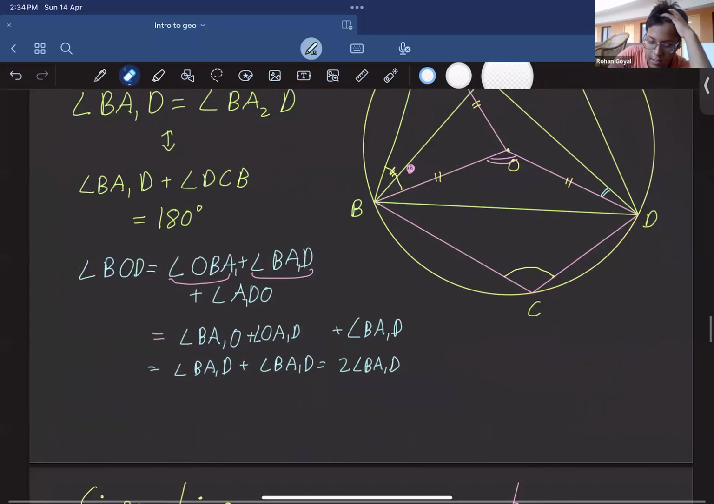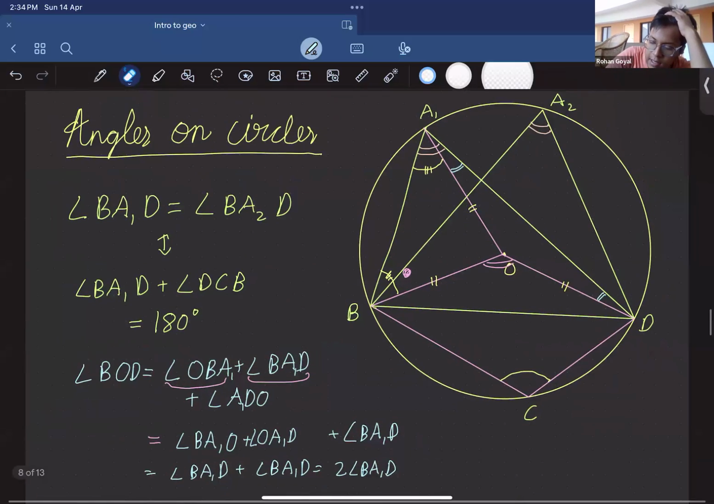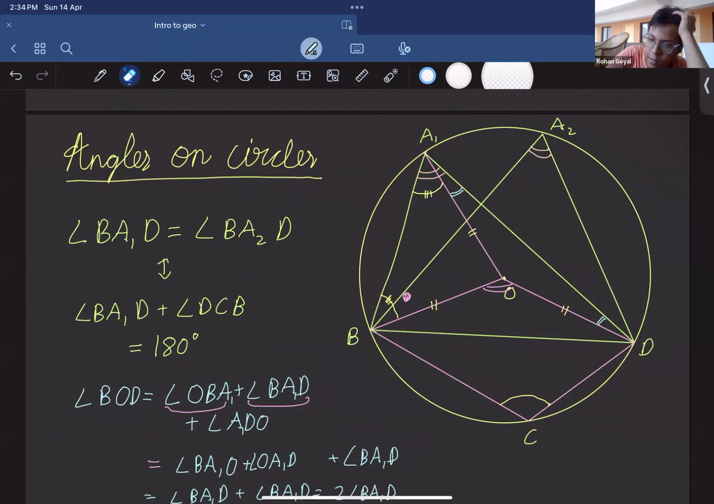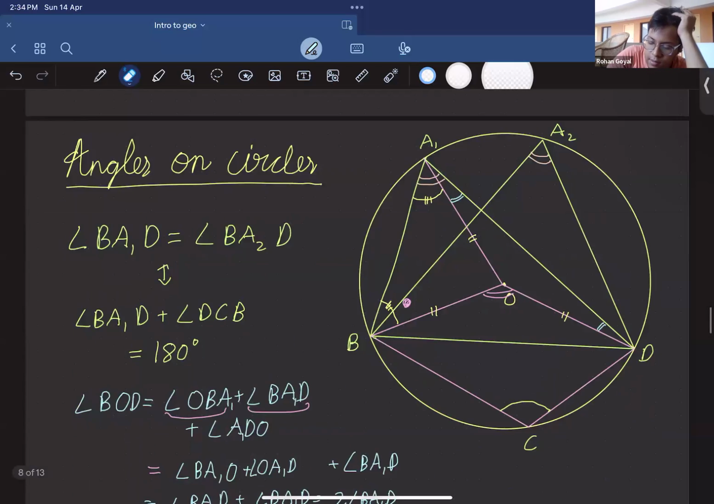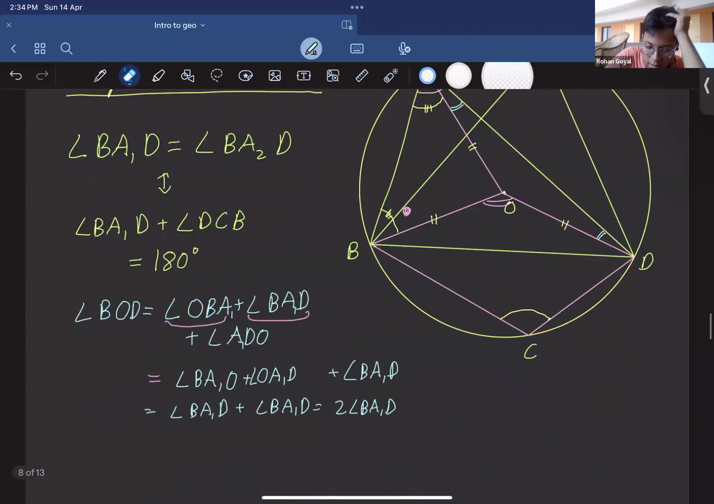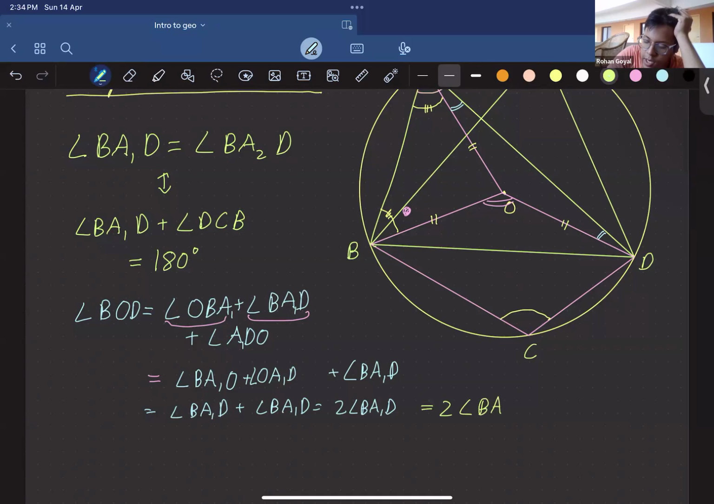So this gives us that the angle at the center is twice the angle BA1D. But then it's also twice the angle BA2D. Because what's the difference between A1 and A2 in this proof? Nothing. So that means that angle BA1D is equal to angle BA2D. Does that make sense?